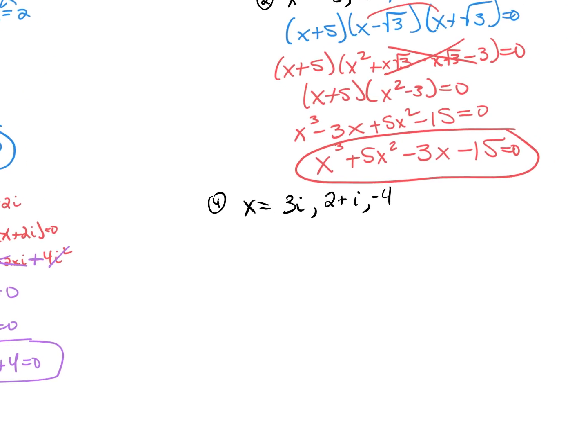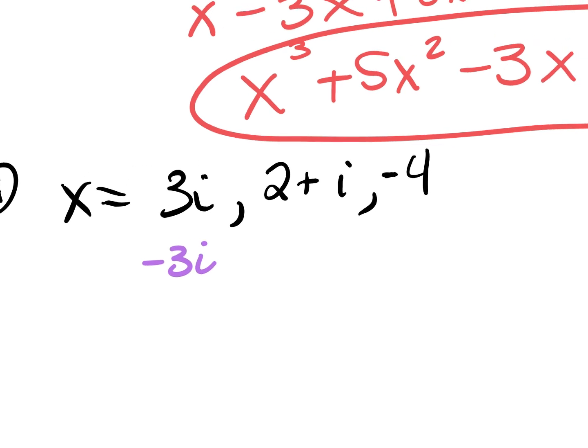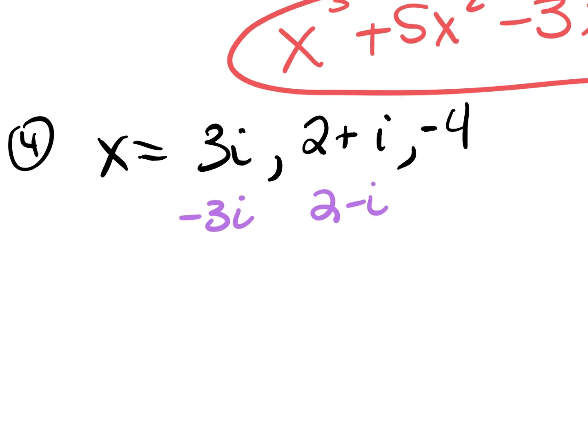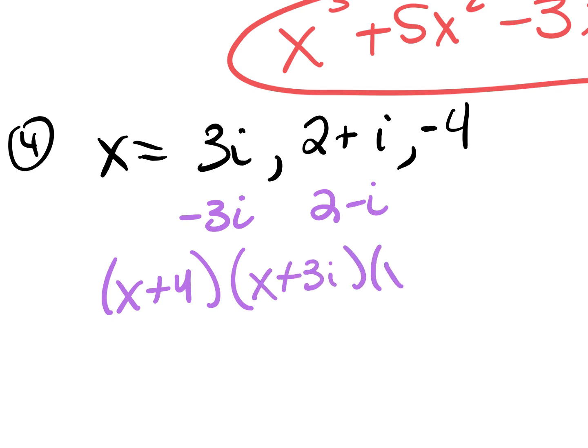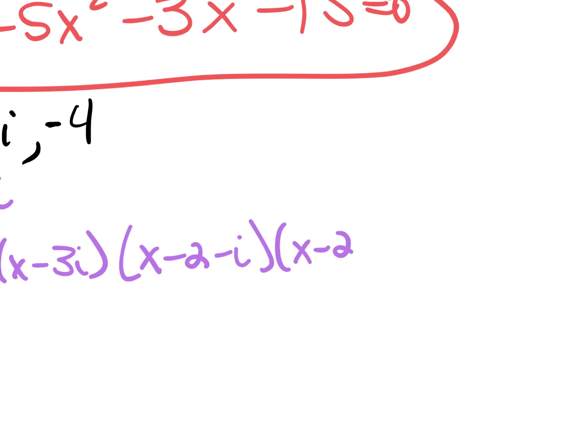And then this last example, this is a doozy, because not only do I have x equals 3i, I also have negative 3i. I have x equals 2 plus i, that means I have x equals 2 minus i, and I have negative 4. So we really have 5 roots here. So this is going to say x plus 4. Then I'm going to have x plus 3i, x minus 3i. And then when I bring these roots over, I have x minus 2 minus i and x minus 2 plus i.